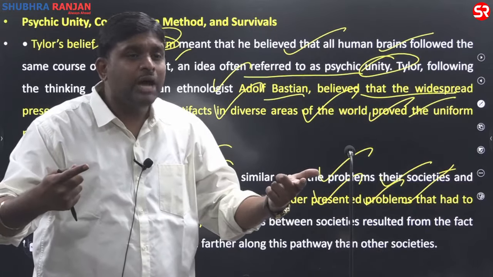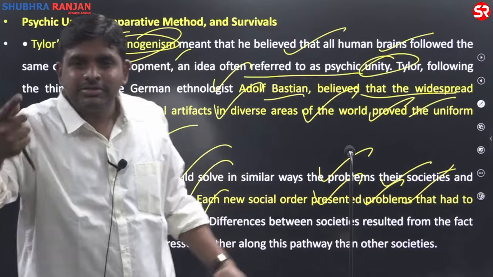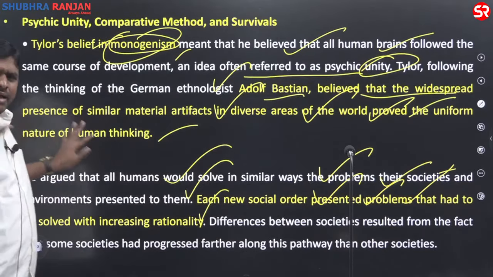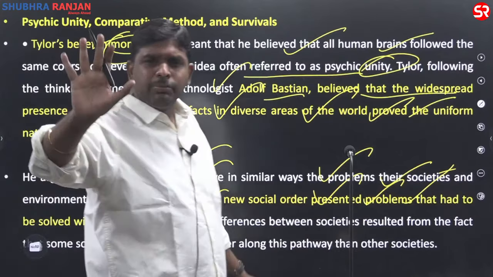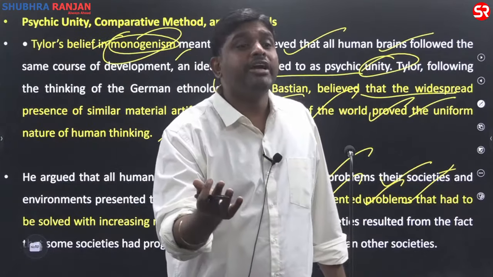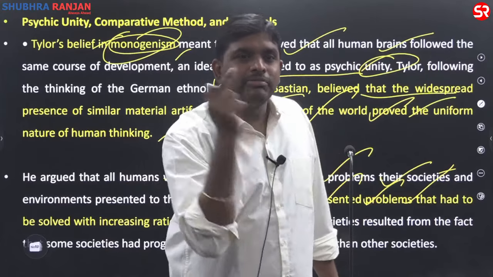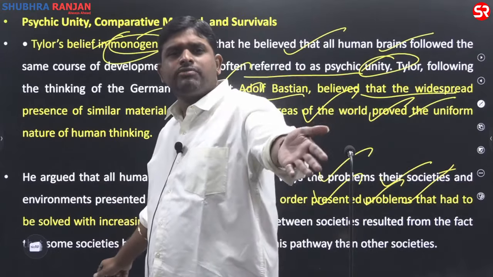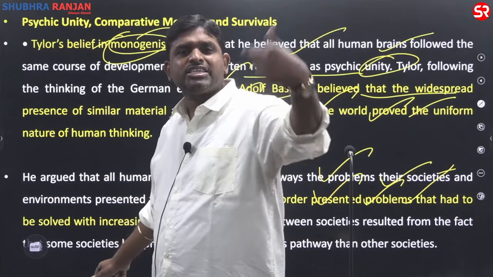Eventually the evolution also happened from savagery to barbarism to civilization. Means the classical evolutionists' contributions are the same, but the answers provided by them are different from their perspectives. For example, he told savagery to barbarism to civilization. It is because of addressing irrationality through rationality.